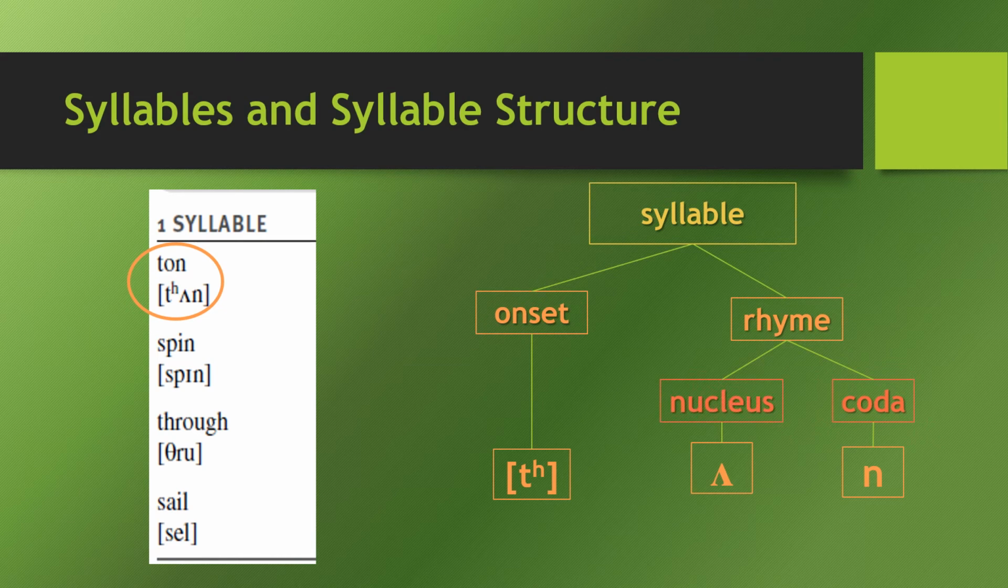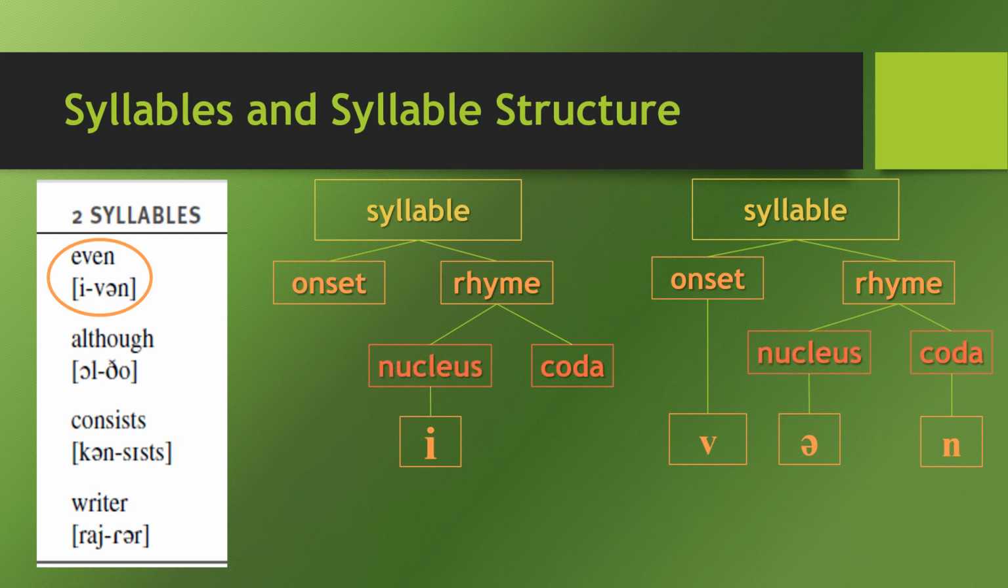To give you more examples, let us take a one-syllable word first. The word is ton. Its onset is t, the aspirated T, and its nucleus is the caret, or we also call it the wedge. And then its coda is the phoneme n. Ton.